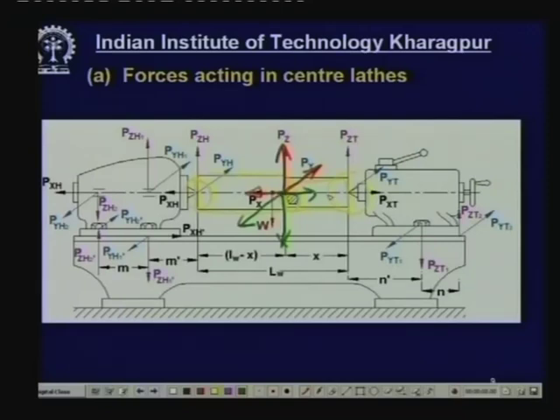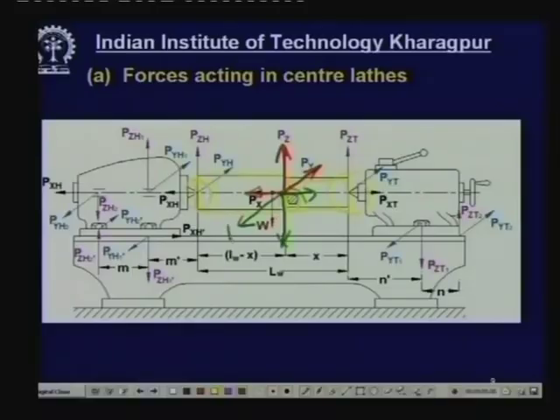All these forces acting on the job and the tool will now be transmitted to the headstock and to the tailstock, through the headstock to the bed and from the tailstock to the bed. And the cutting tool, which receives the forces, is resting on the tool holder. So, the tool holder will also be subjected to the same PX, PY, PZ. The tool holder is mounted on the tool post, so the tool post will also be subject to the same forces. Then the tool post is on the compound slide, cross slide, saddle, carriage; all of them will be subjected to forces.